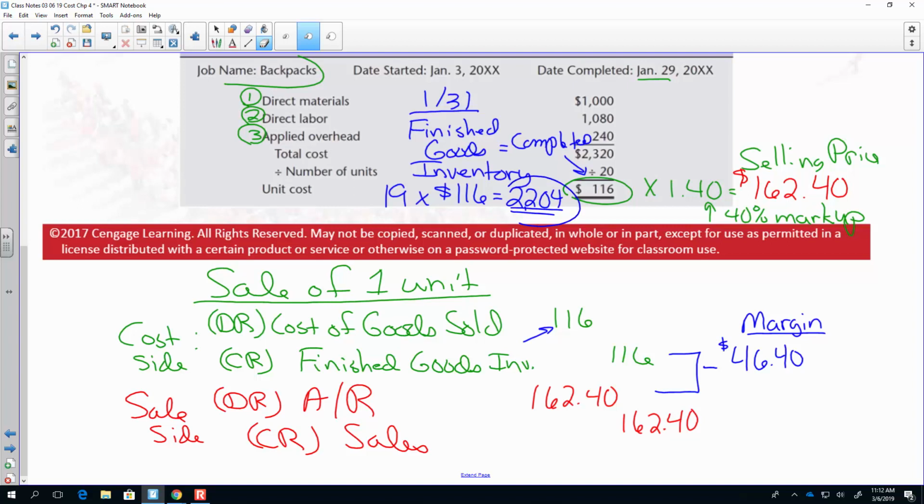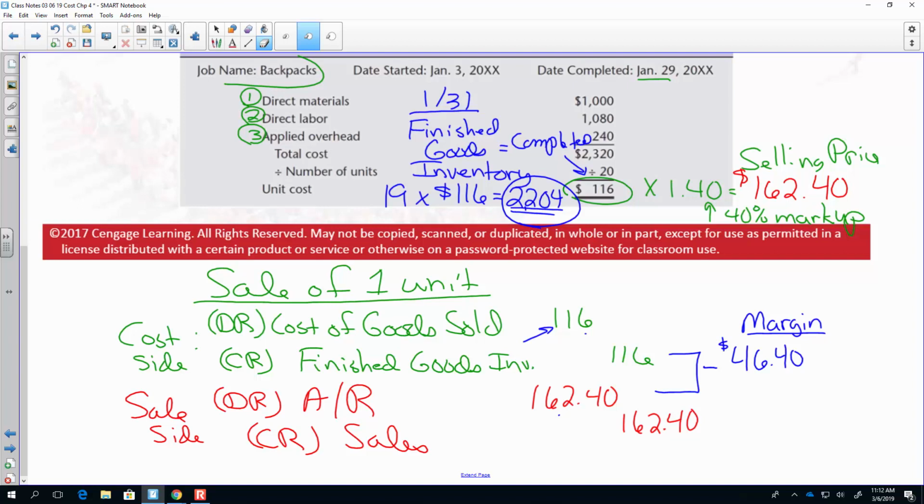Where does this number appear on what statement then, Teresa? Income statement. Or no, careful. Balance sheet. Good save, right? Cost of goods sold, 116, is on the income statement, along with the 162 for the sales. Those are all income statement. So not only know the entry, but also know what statement it's going to be on.